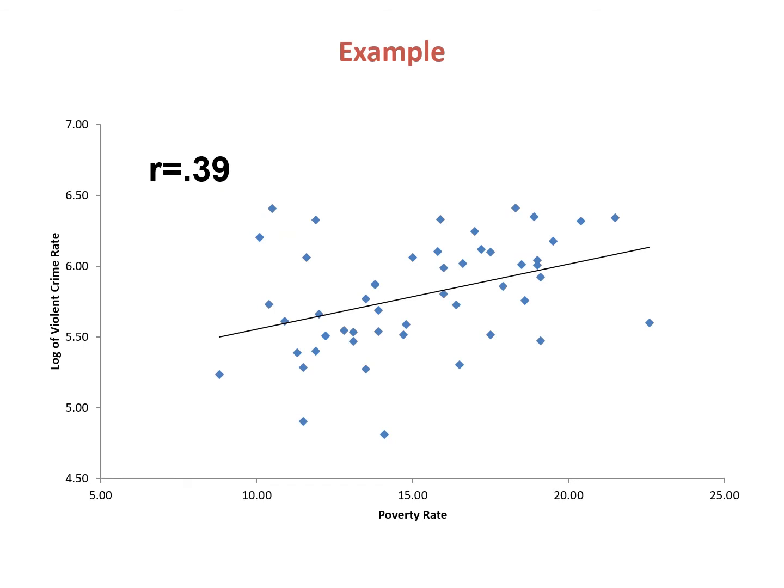We use simple OLS regression when we want to establish the linear relationship between two numeric variables. I continue the example discussed in the video on the introduction to the general linear model. This data is state-level data. The log of the violent crime rate is the dependent variable, and the poverty rate is the independent variable. Pearson's R is 0.39, which indicates a moderate positive relationship. As the poverty rate increases, the violent crime rate also increases.